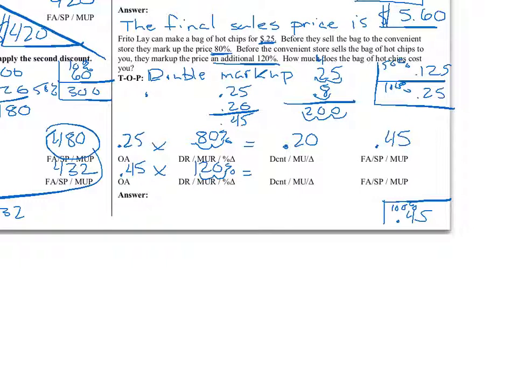So 0.45 times our percent, 120% is 1.2. 1.2. 0 carry the 1, write it, is 9. 0, 1 times 5 is 4. Running out of space here. 0, 4, 1, 5. And I've got 1, 2, 3 decimals, so it's an additional 54 cents.